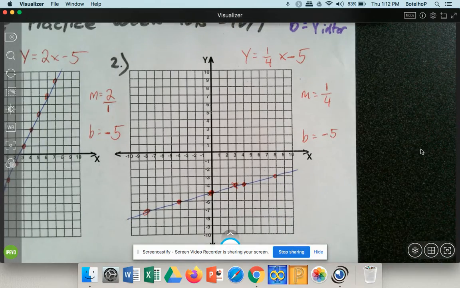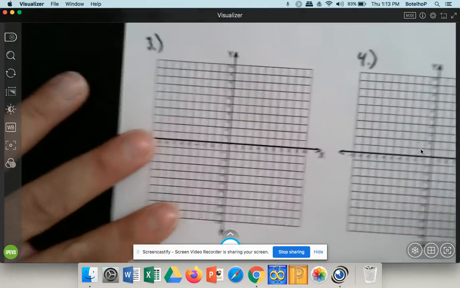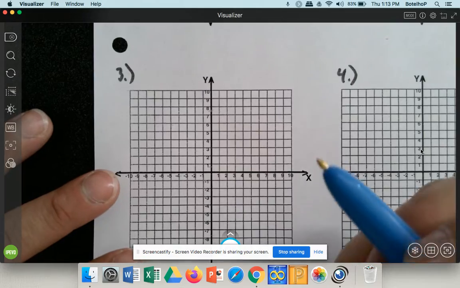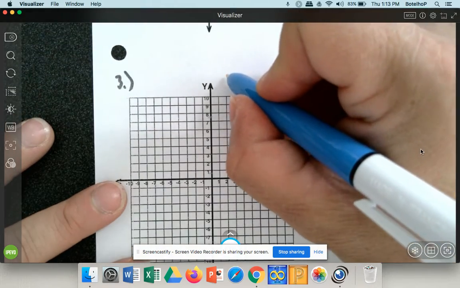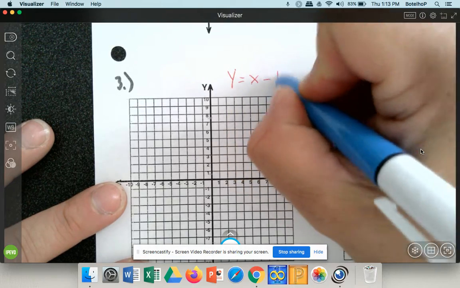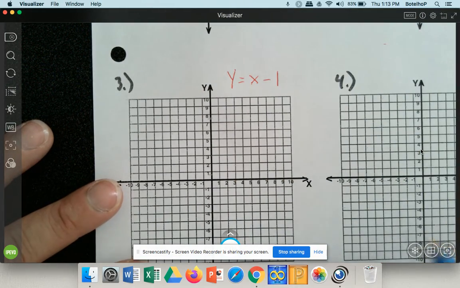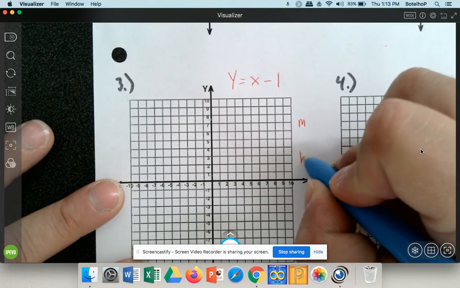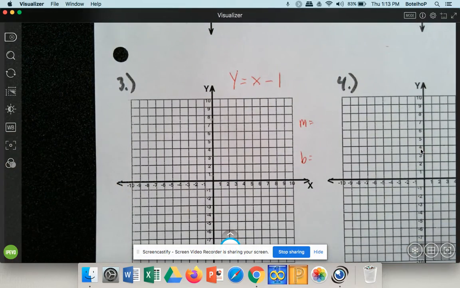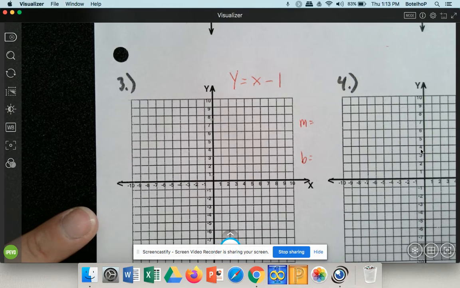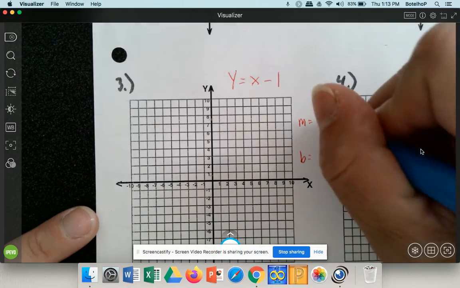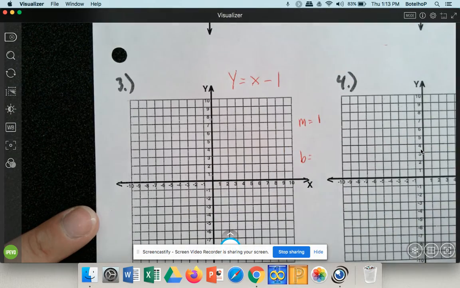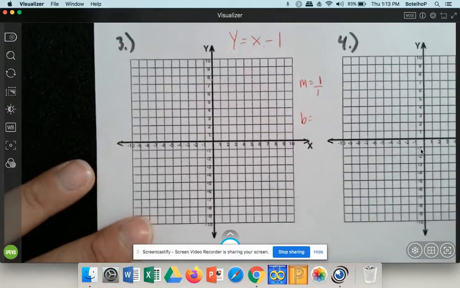Next one that you're going to try is number 3. Let's write this out as an equation that looks like this: y equals x minus 1. So your m and your b. Before you graph this one, let's think about it. What do you think the slope for this is? What is going to go there? Hopefully you said and assumed 1. How do you write 1 as a fraction? It's 1/1. Now pause the video and graph it.